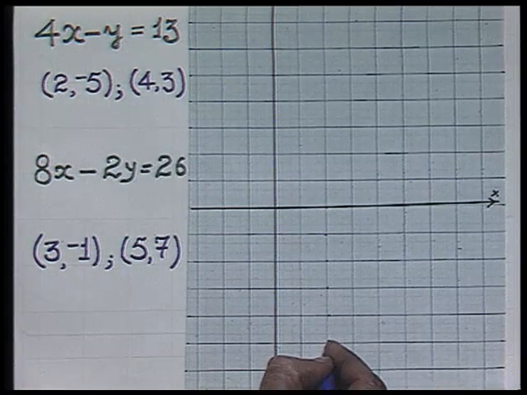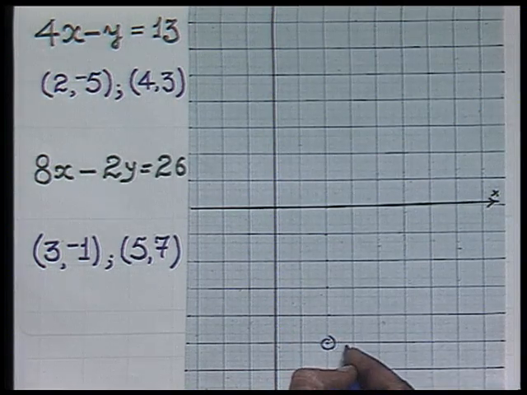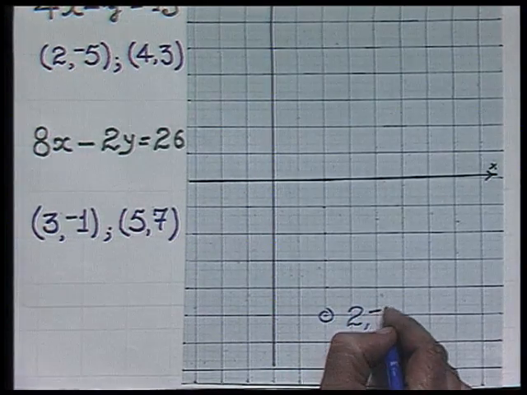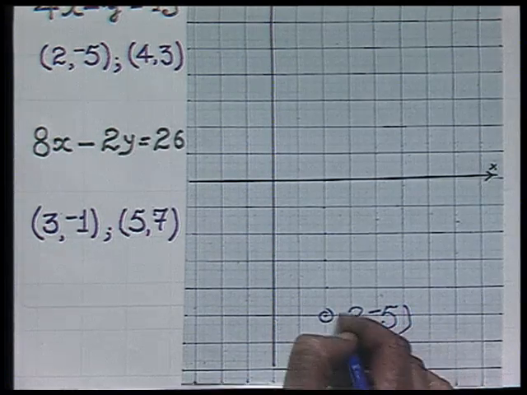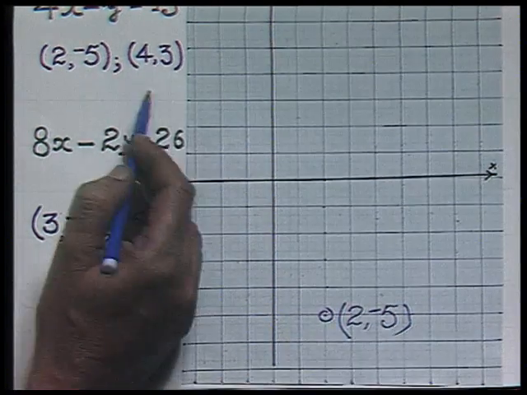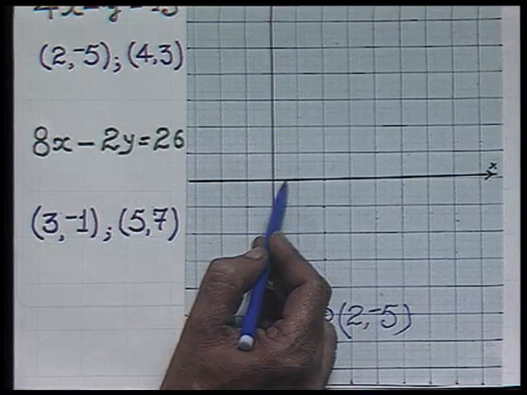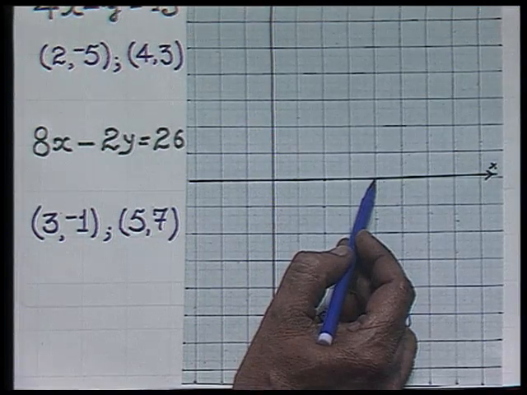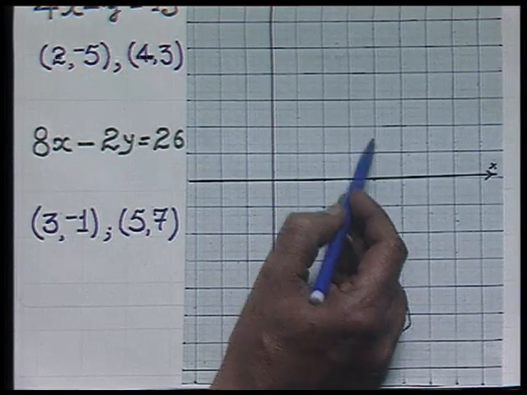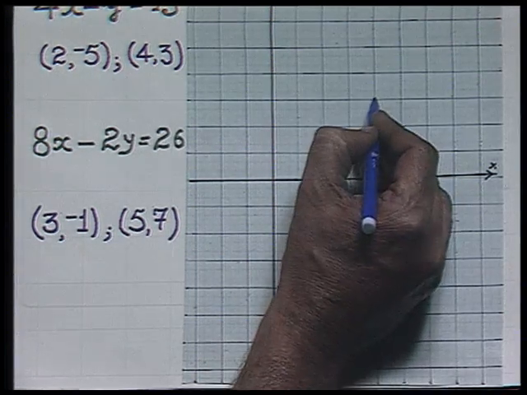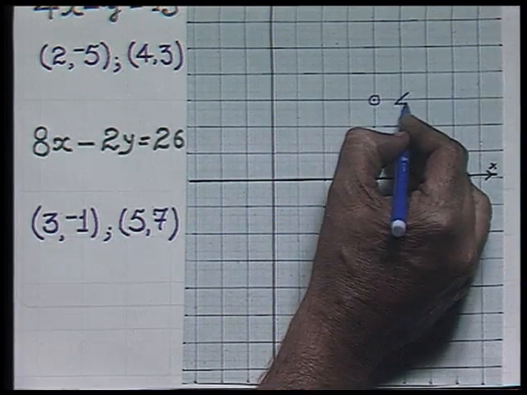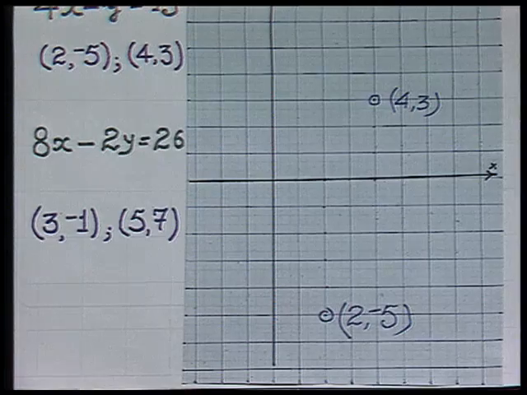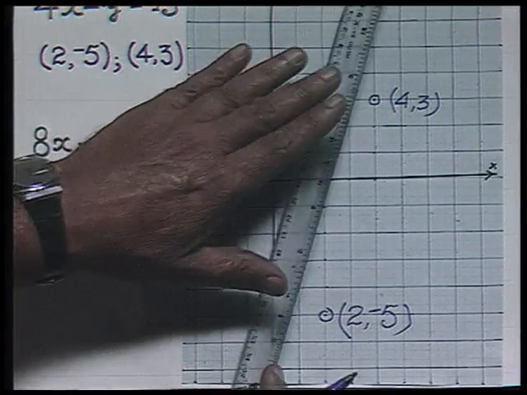So here is this point which is (2, minus 5). Let's plot the other point, that is (4, 3). 1, 2, 3, 4, and 3 units positive being we move up, 1, 2, 3. So this point is (4, 3). So corresponding to the first equation I have this line.